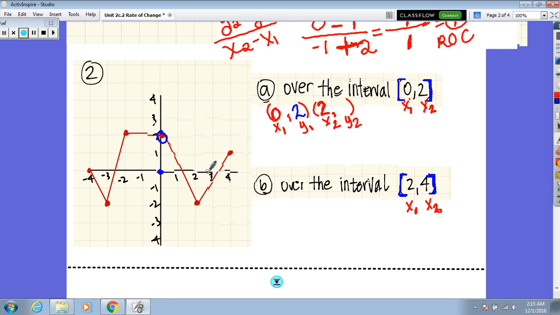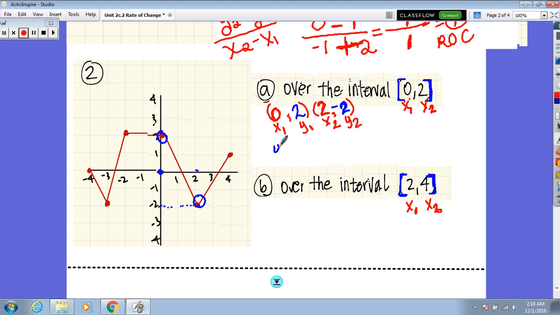Alright, now let's go to where x is 2. X is 2 right here, but I have to go to the zigzag line, which is right there. And what's the y value at this point? -2. Alright, so we are ready to find the slope.